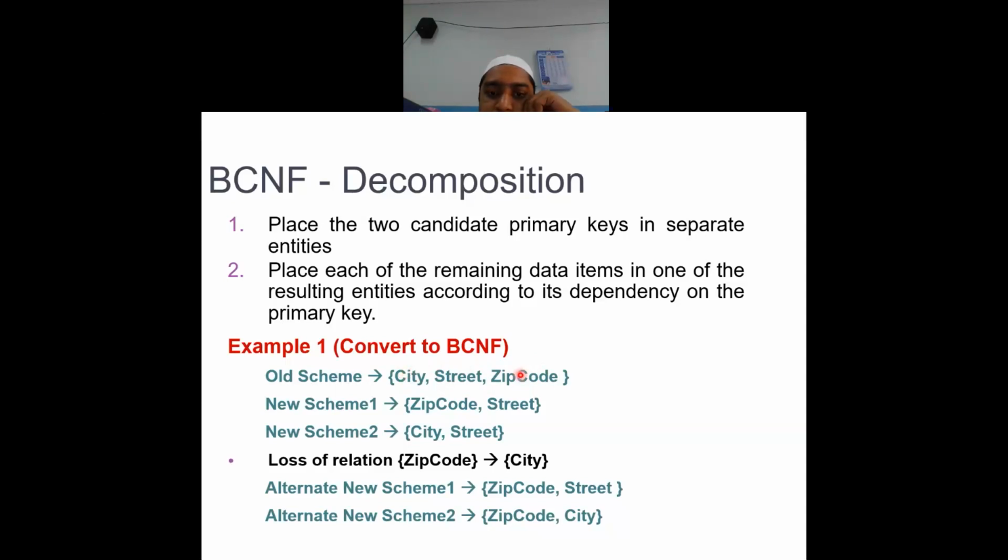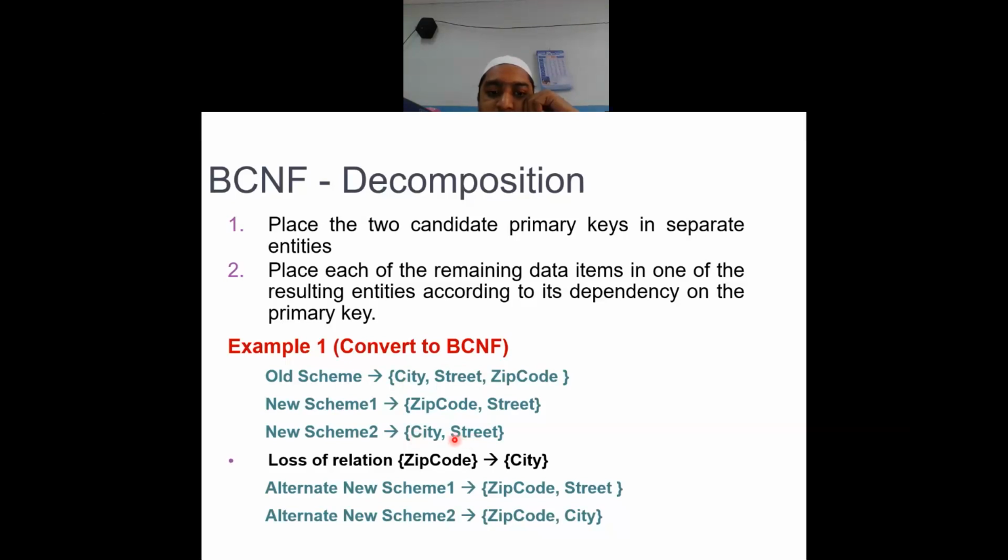Zip code will be unique for each city, right? So I'll attach that zip code for this street. So that becomes a new table for me. What are the remaining? I removed this street from the original. So what is now left out for me? Zip code and city. I can have zip code and city.